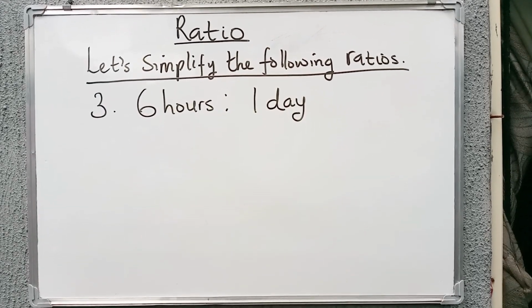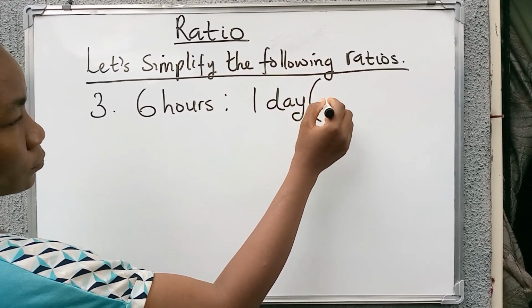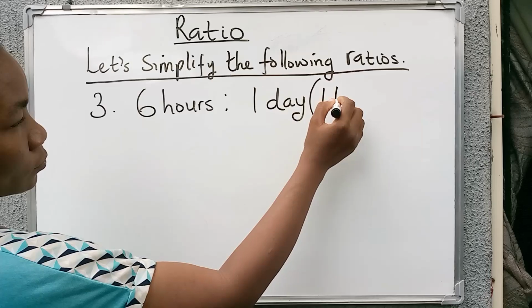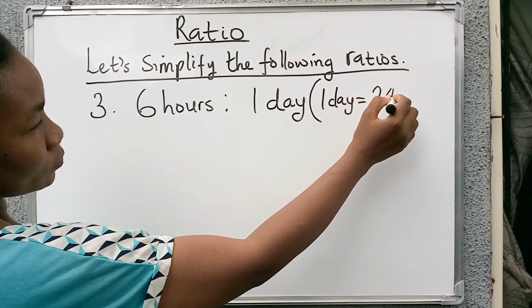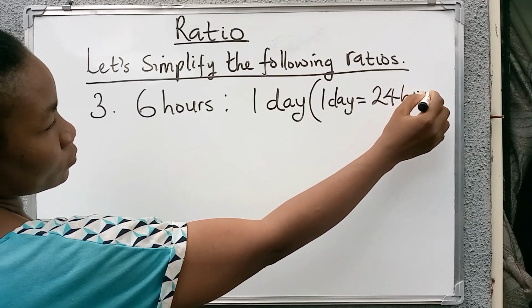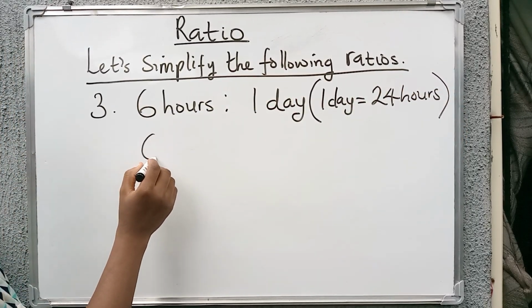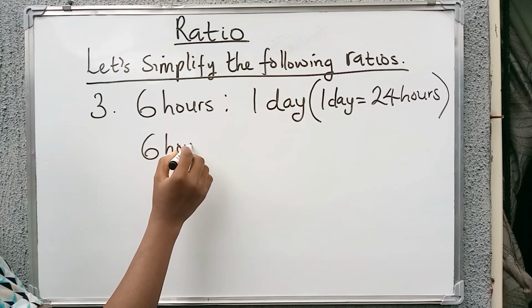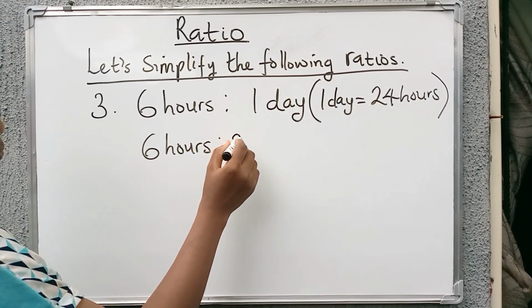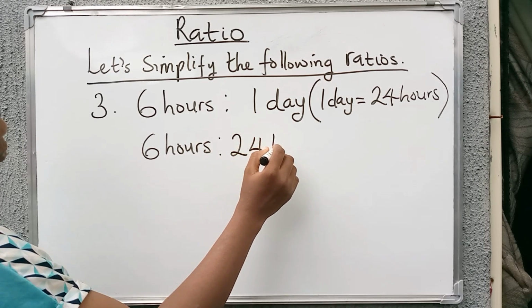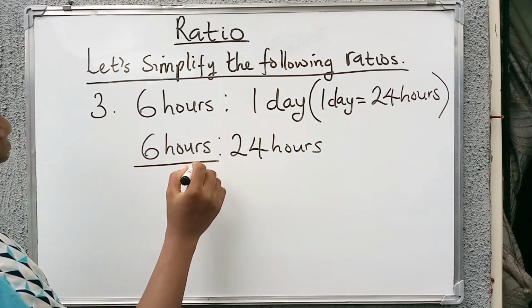In our number 3, we have another example. This time around, 6 hours is to 1 day. Now, a day is greater than hours, so we are going to reduce our day to hours by asking ourselves, how many hours are there in a day? And that is 24 hours. So now we have 6 hours is to 24 hours.